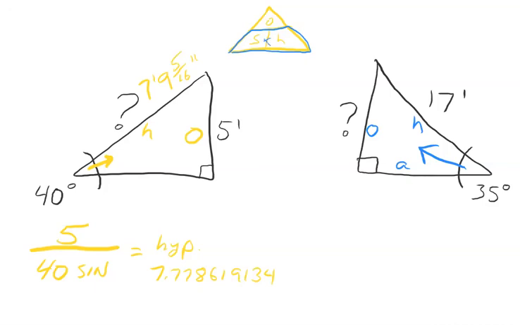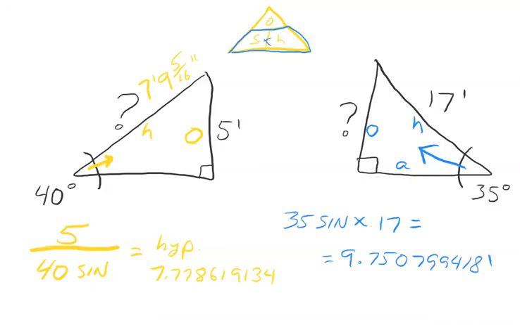So it's 35 sine times 17. So do 35 sine times 17, 9.75, 0.799,418 feet. But again, we want feet and inches.